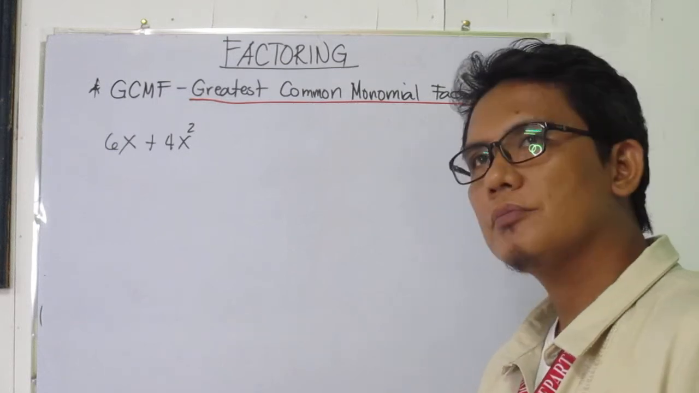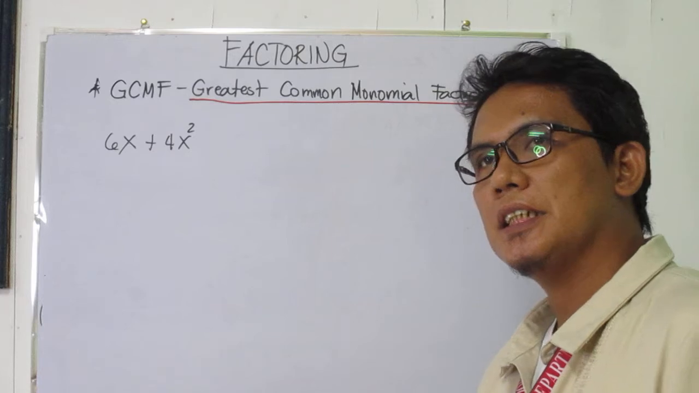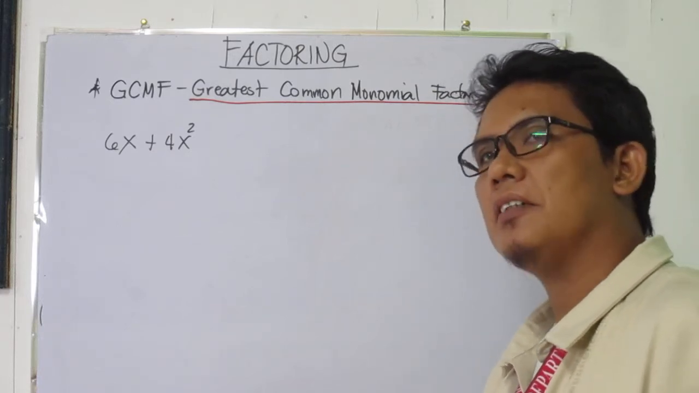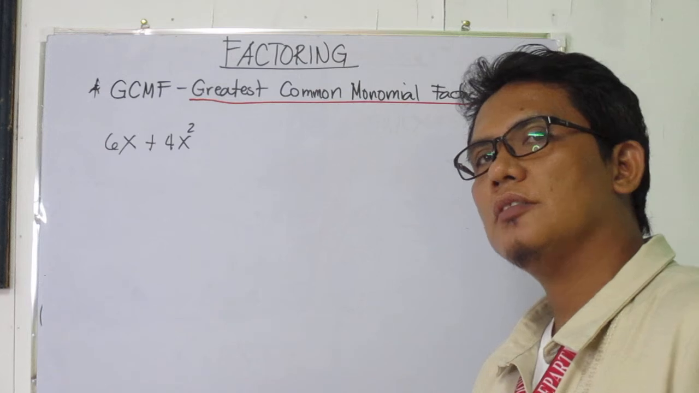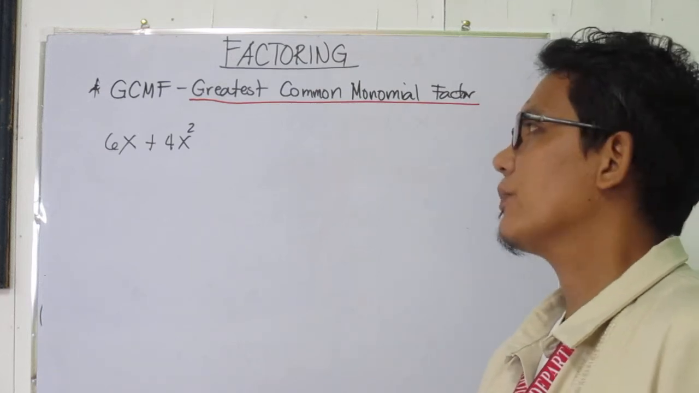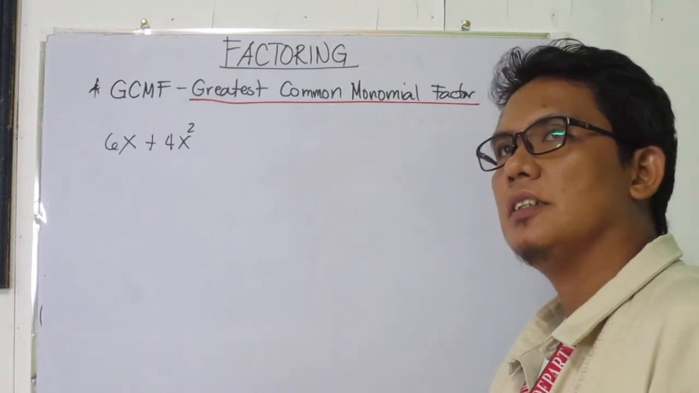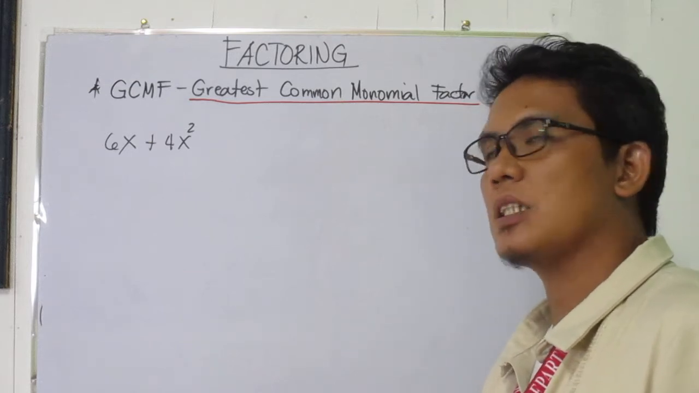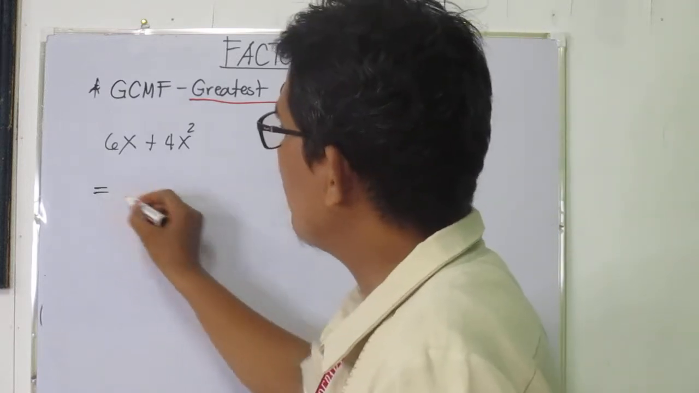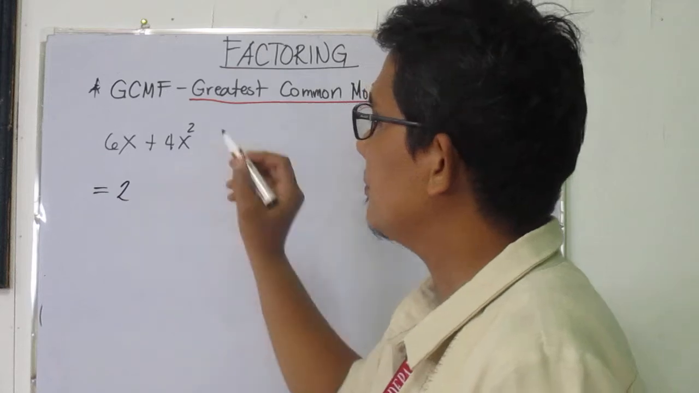How about 4? Yes, 4 can be divided by 4, but how about 6? No. How about 3? 6 can be divided by 3, but 4? No. So therefore, let us go to 2. Yes, 6 divided by 2, we have an answer which is 3. 4 divided by 2, we have an answer which is 2. So therefore, the greatest common factor of 6 and 4 is 2. Okay?